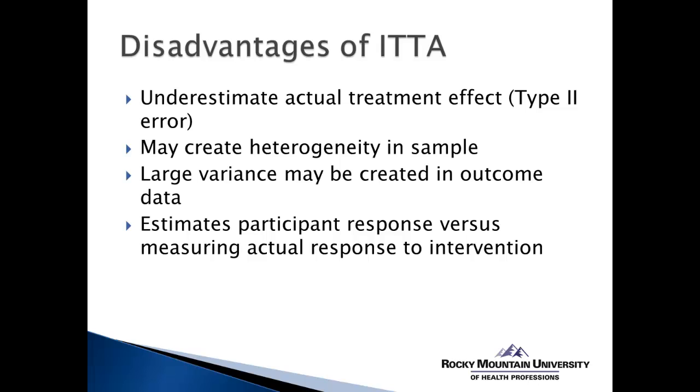So it also is going to estimate participant response versus measuring actual response. If we do a technique called multiple imputation, or if we do something called last value carried forward, this is really estimating how the subject might respond, and they may have actually responded very differently than how we estimated them to respond. And so again, this could create some type 2 error where we're actually underestimating the actual treatment effect.